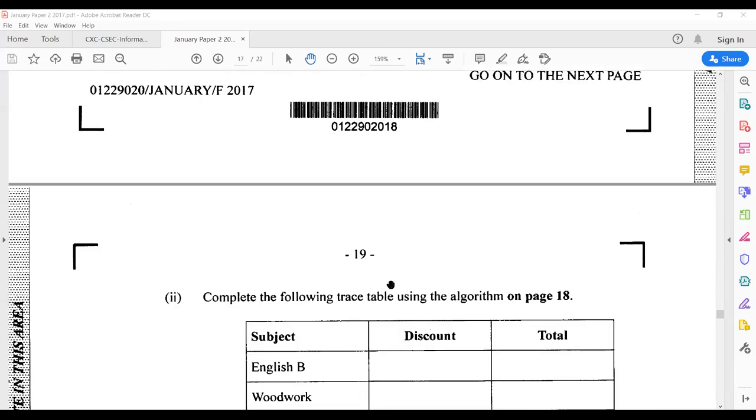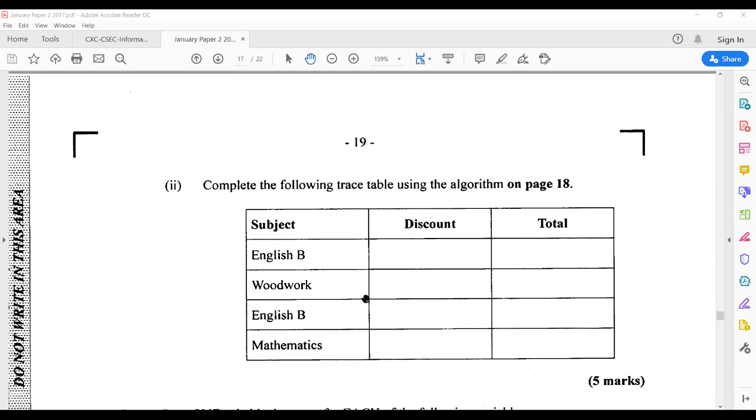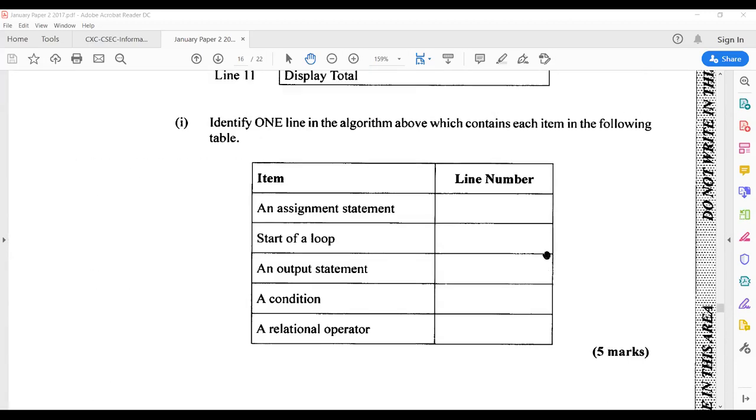Okay, let's move on to the second part. Right now, we have a trace table. Complete the following trace table using the algorithm H on page 18. So we have subject, discount, and total. And we have English B, woodwork, English B, mathematics. So these subjects here will be the input to the algorithm, and then you're going to have discount and total being updated accordingly.